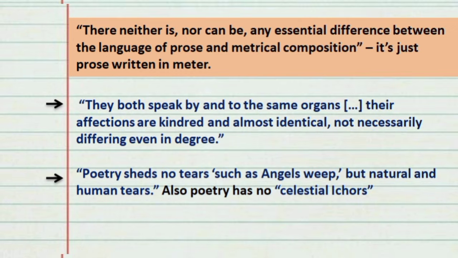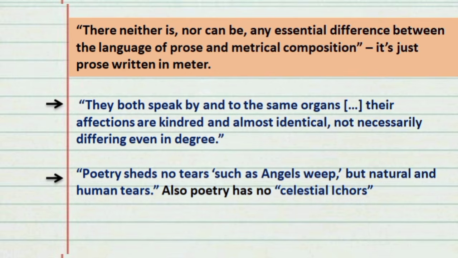The argument put forward by Wordsworth is that there neither is nor can be any essential difference between the language of prose and metrical composition. Poetry is just prose written in meter. And then he gives some metaphorical comparisons to explain this point. Now, this is very ironic because he was not in favor of poetic diction or ornamented language, but in the critical essay that we are studying, we find that Wordsworth often uses metaphors and similes in order to explain his points.